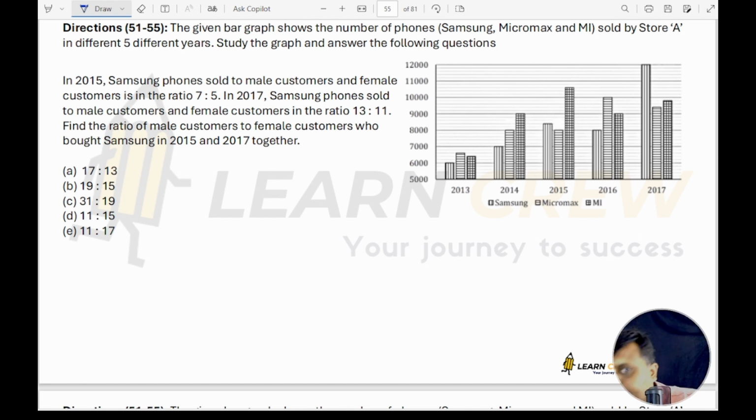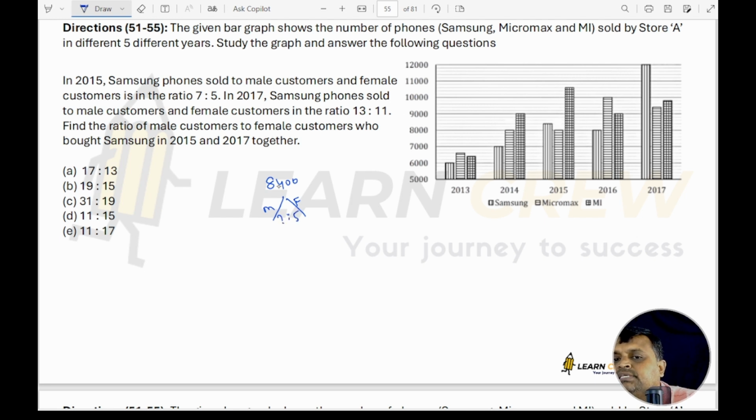In 2015, Samsung phones sold to male customers and female customers is in the ratio 7:5. Samsung phones, total phones sold is how much? Total phones sold is 8,400. Males to females 7:5.